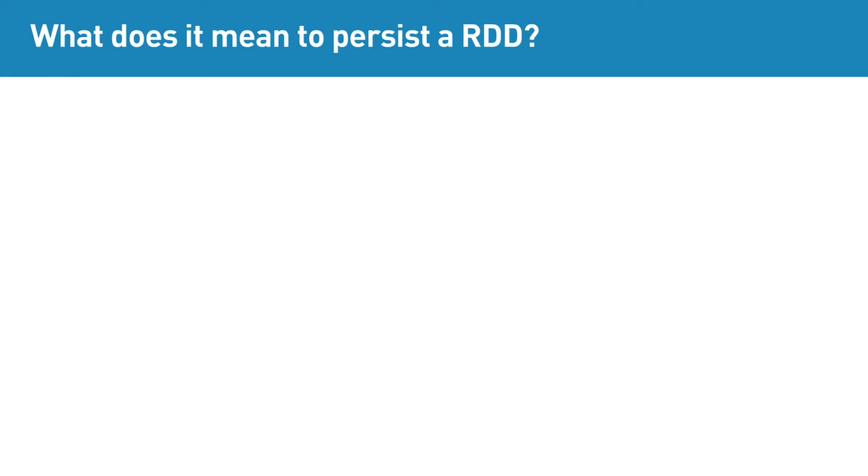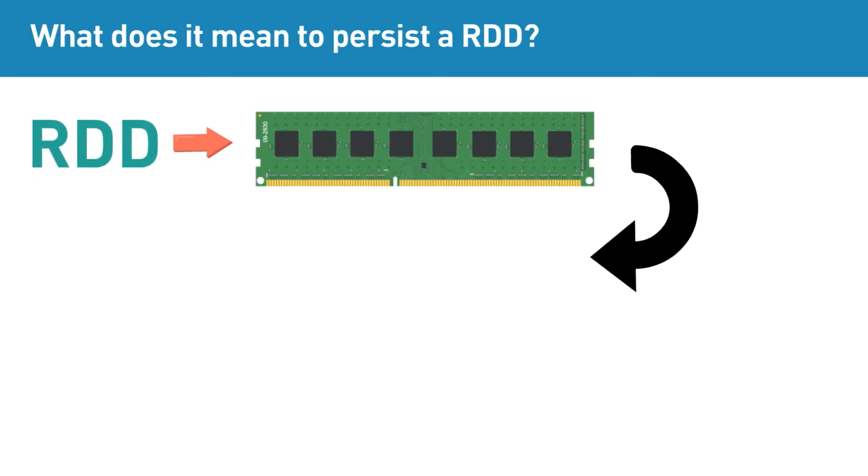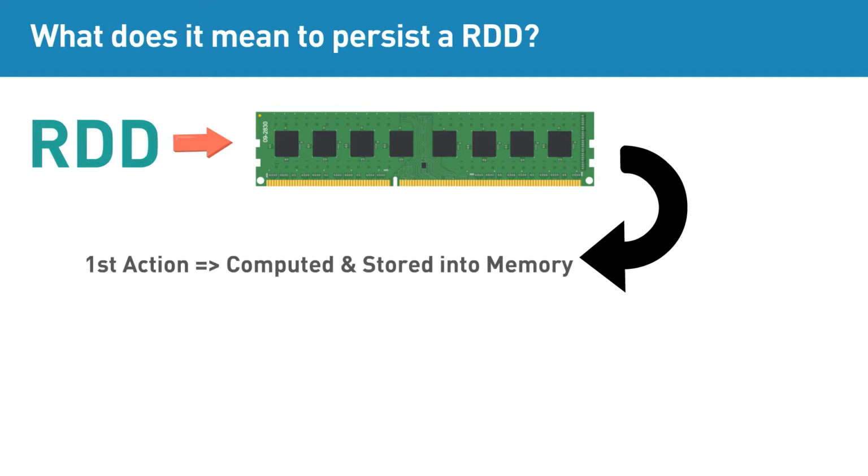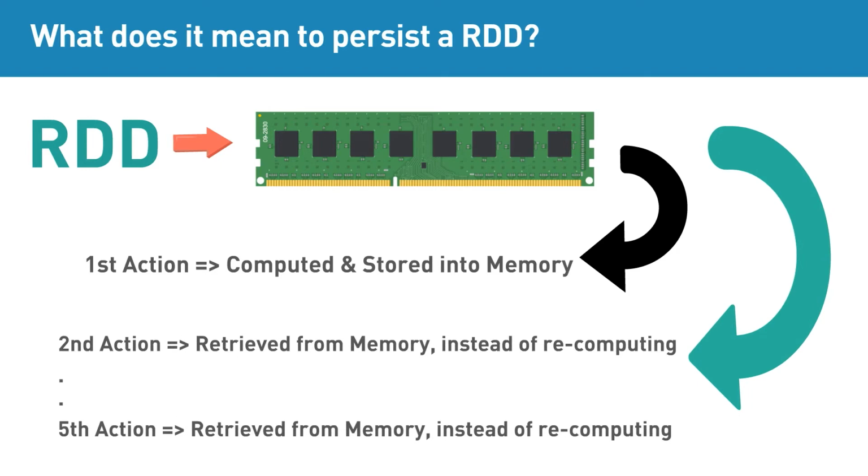What does it mean to persist an RDD? RDD persistence is an important capability of Spark. When an RDD is persisted, it means that the data is stored in memory and it will be reused when subsequent actions use them. Why the phrase subsequent actions? Because the first time the RDD is computed in an action, it gets created and gets stored in the memory. During the subsequent actions, the RDD is used from the memory instead of recomputing.